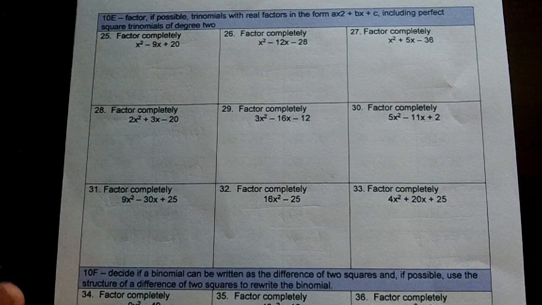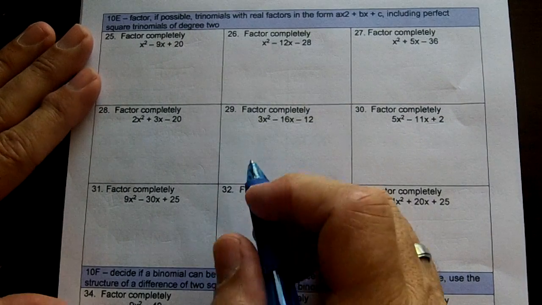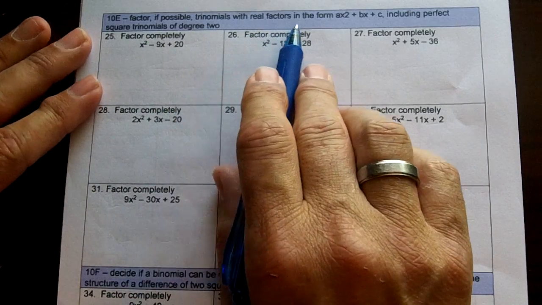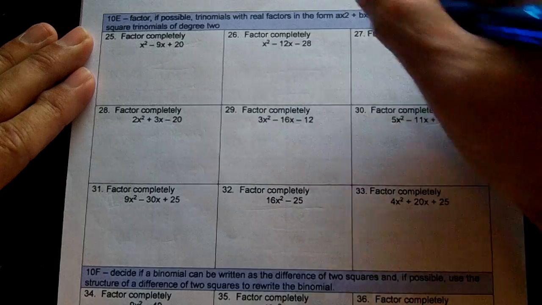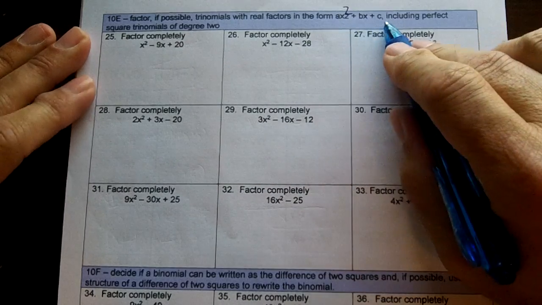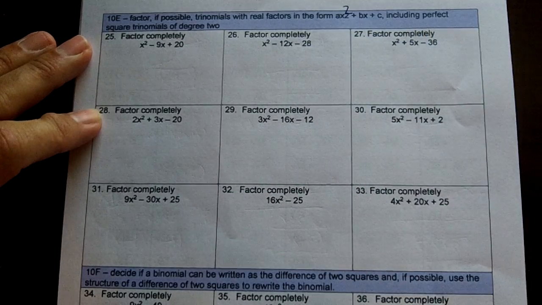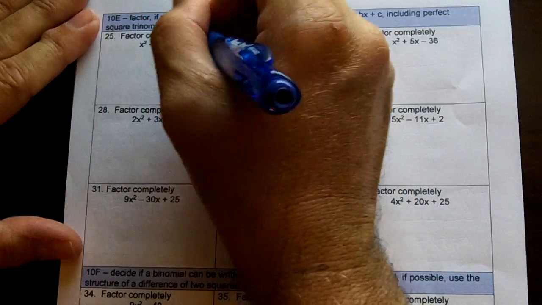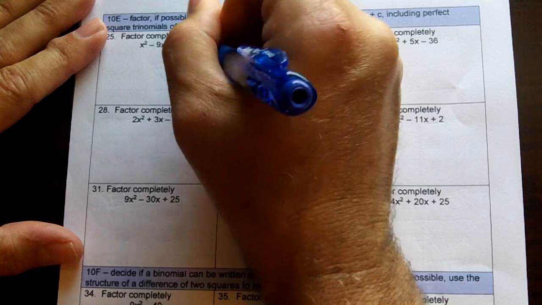Okay, we are going to factor. I love factoring. Factor, if possible, trinomials with real factors in the form ax² plus bx plus c, including perfect square trinomials of degree 2. Okay, first step is to write the factors of 20 out.